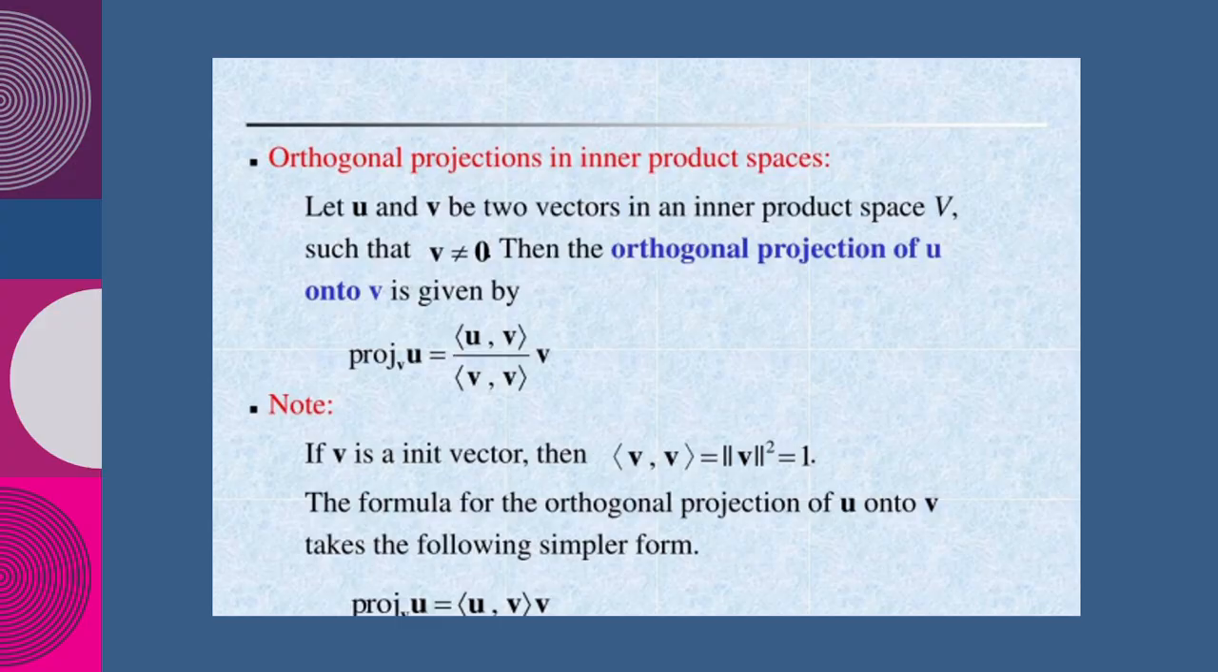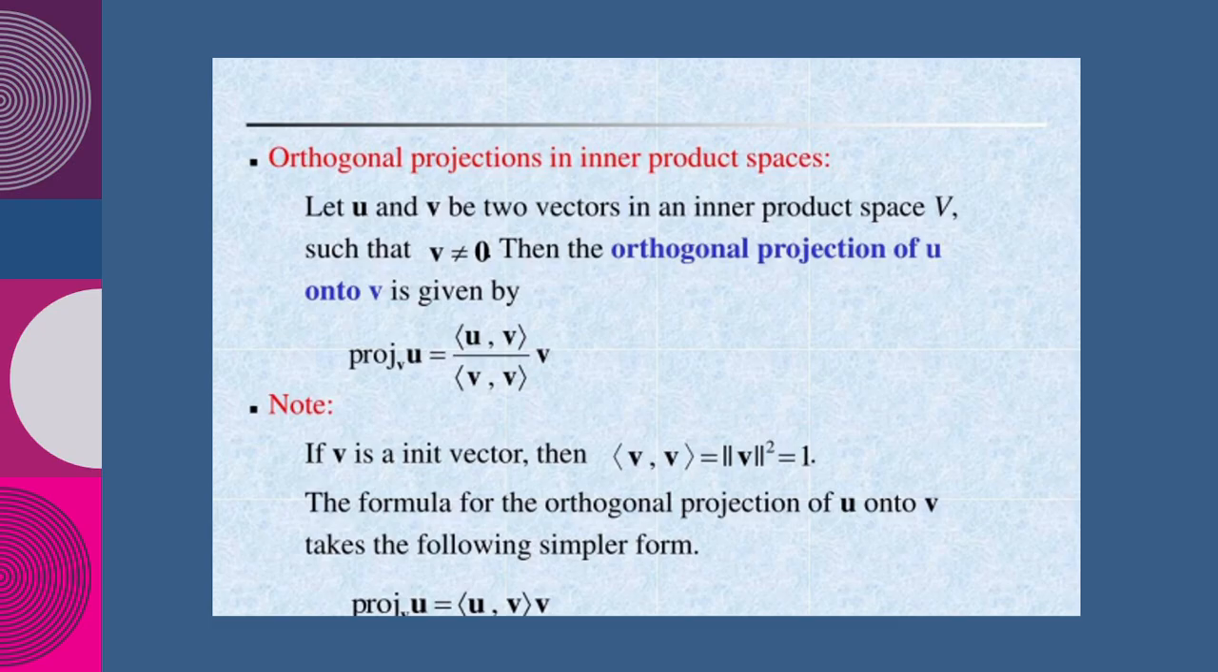For orthogonal projections in inner product spaces, sometimes we want to find the shadow that one vector casts on another. This is called a projection. If u and v are two vectors in an inner product space V, and v is not the zero vector, the orthogonal projection of u onto v is found using this formula. Take the inner product of u and v, divide it by the inner product of v with itself, then multiply the result by v.